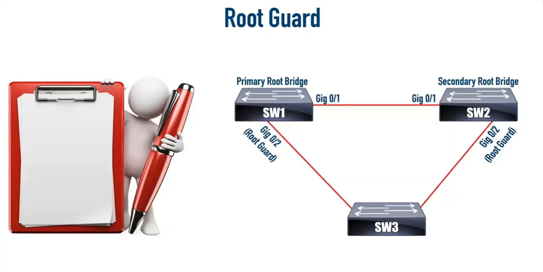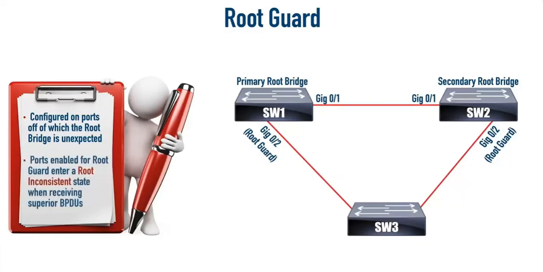In this example, switch 1 and switch 2 would not expect to see a root bridge off of their gig 0/2 ports, so that makes those ports perfect candidates to enable root guard on. And if those ports receive a superior BPDU, a bridge protocol data unit with the lowest BID, the lowest bridge ID in the network, they're going to realize that something is up. They should never receive a superior BPDU off of those ports, and if they do, they're going to go into a root inconsistent state until those superior BPDUs stop.